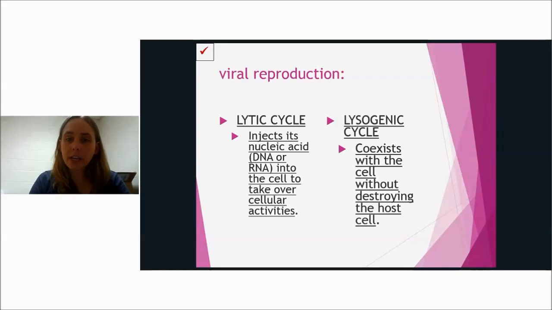In the lysogenic cycle, they coexist with the cell without destroying the host cell. So they put their DNA into the host cell DNA, but then they just lie dormant. And when that cell reproduces, that viral DNA reproduces with it.